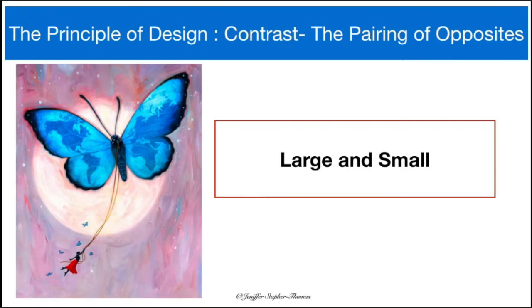Let's look at how artists use large and small, those opposites, contrast. We've looked at light and dark, dull and bright, warm and cool, and this painting really displays so beautifully how dramatic the pairing of opposites can be. Notice the little figure holding on to the very large butterfly, which in fact has a map of the world in its wings. It creates a very mystical feeling, and the proportions of the large and small are so surprising.